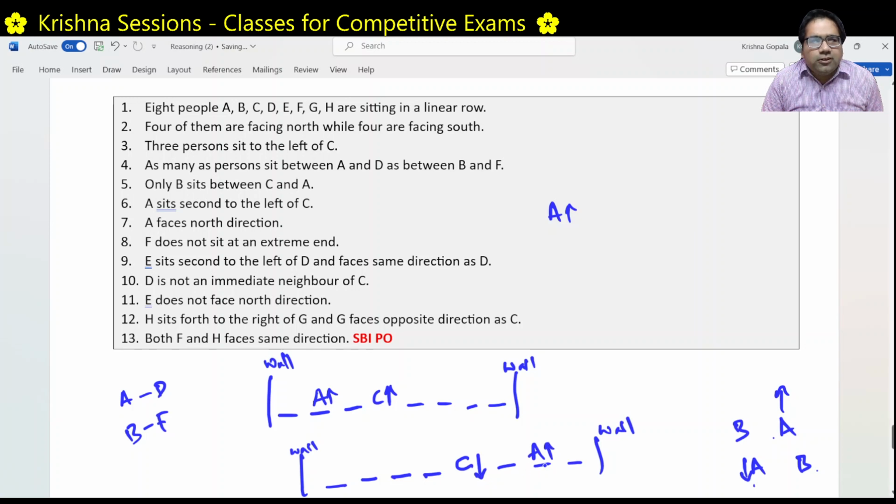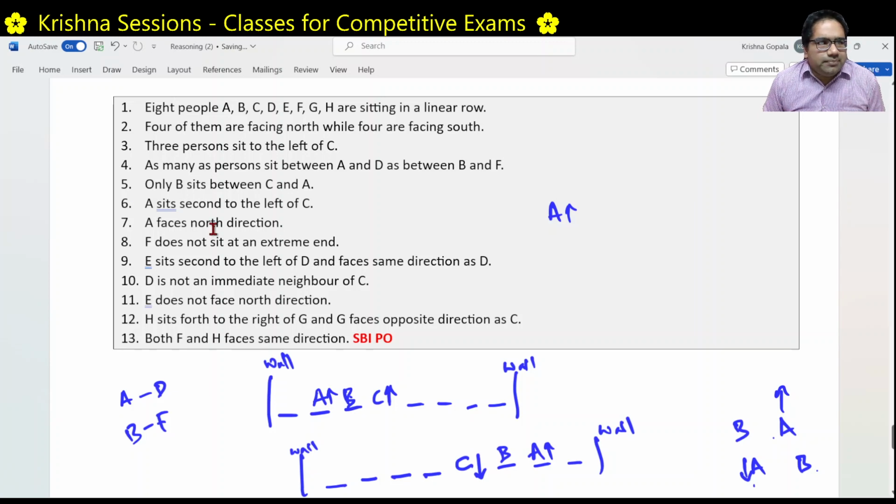We don't know about C, but we know about A. A is facing north, right, in both the cases. We are reading 5, 6, and 7 together. A is facing north. A sits second to the left of C. Second to the left of C in this case is this, and in this case is this. And both are facing north direction. And only B sits between C and A. In either case, this will be B or this will be B. B has to sit between A and C. So this will be B in this case, and this will be B in this case, but we don't know the direction of B.